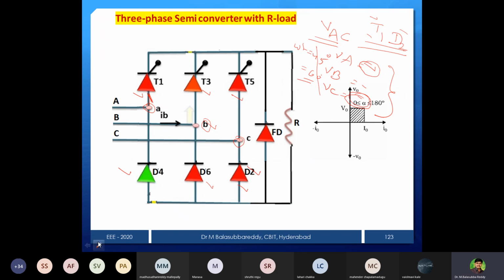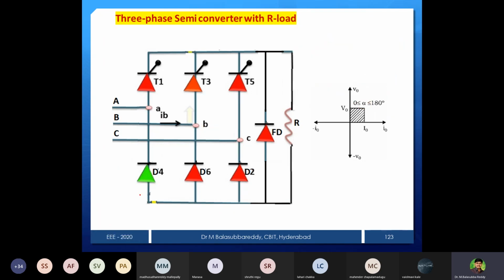So like this, we have to identify at any particular instant which devices are going to be forward biased and what the output voltage is. Two things we need to identify. First is which phase is most positive and which phase is most negative. Second, once you identify those devices, check the firing pulses for the upper group devices alone. Then you can shade that output line to line voltage. These are the three steps we have to follow.